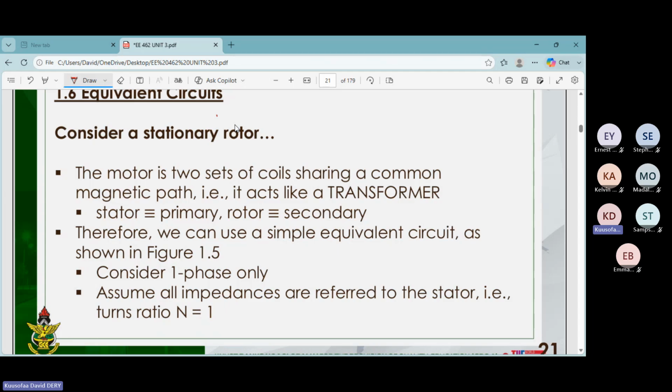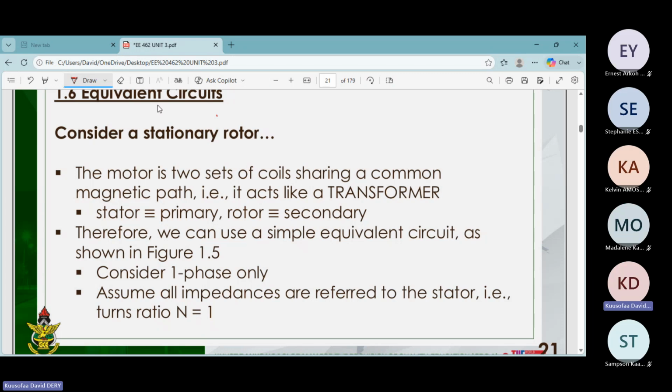As it picks up speed, realize that the rate at which the flux cuts the rotor begins to reduce as the motor speed increases. As it approaches synchronous speed, the rate at which the flux cuts the rotor is very small, right? And the rotor speed can never be more than the synchronous speed. So that is basically the operation.